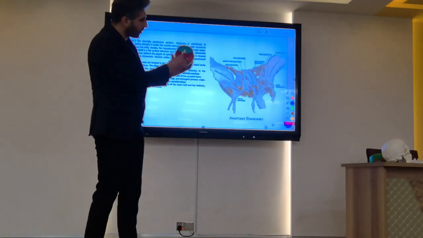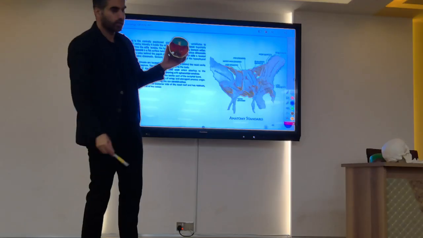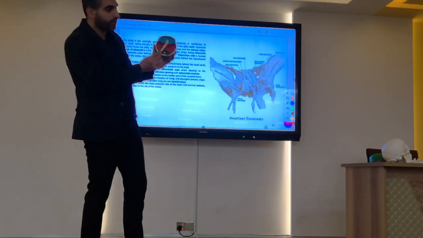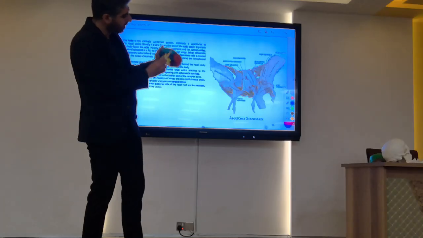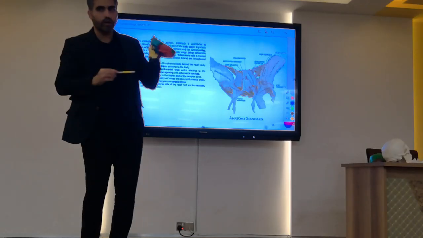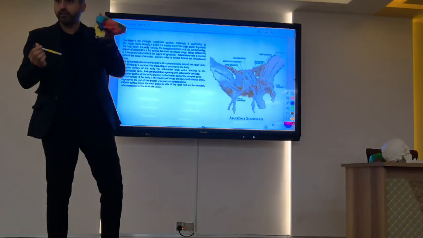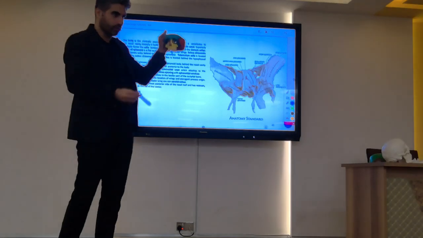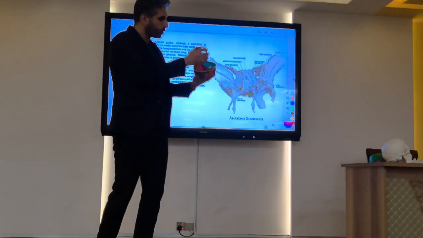The white color is ethmoid. It has cribriform plate. It has crista galli. And here you can see behind the lacrimal bone, this white color, it's the labyrinth. It's in the medial side of the orbit. So behind ethmoid, we have a sphenoid.